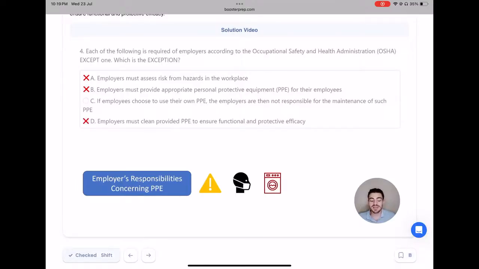Looking at statement C, it states, if employees choose to use their own PPE, the employers are then not responsible for maintenance of such PPE. Now, this statement is false. It is the exception here. And the reason for that is because employers do have a responsibility to ensure that any PPE, whether it is provided by them or by the employees, is correctly maintained and cleaned. And this is especially in the case of individuals or employees providing their own PPE. So here we are with C as the correct answer choice for this question.